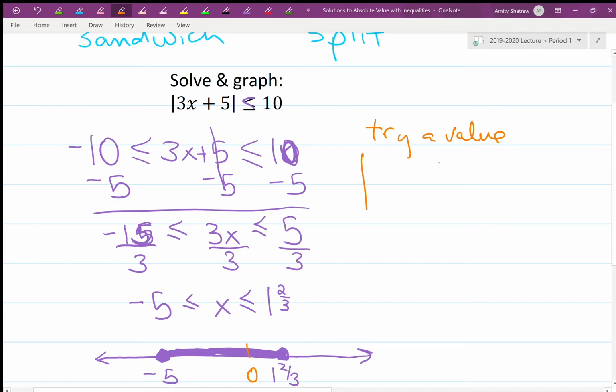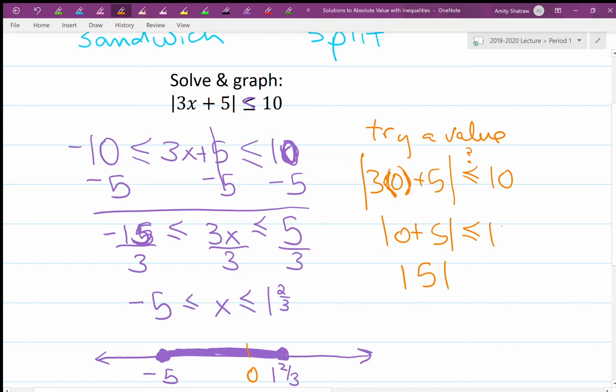Ready? The absolute value of 3 times 0. Actually, let me put parentheses around that 0. Plus 5 is less than or equal to 10. And I'm checking to see, is that true? Well, 3 times 0 is 0. And 0 plus 5 is 5. And if I take the absolute value of 5, what do I get? I get 5. Is 5 less than 10?